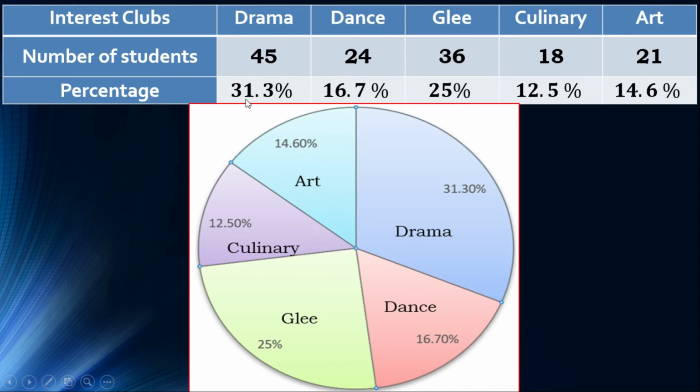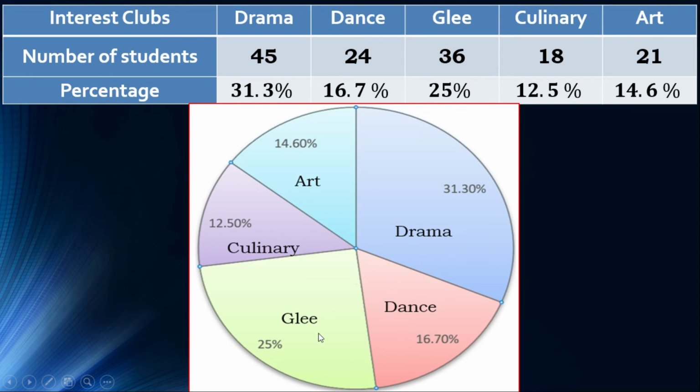Since 45 siya at 31.3%, ayan, isulat natin dito, drama, at isulat mo yung 31%. At tansyahin ding mabuti kung gaano ba siya kaluwang dito. Okay, 31. Sa dance naman, meron tayong 24 students at 16.7%. Ayan, 16.7%. Mas maliit yung kanyang pie dito kaysa sa drama. Kasi nga 16% lang naman. Ayan, almost or more than half of the drama.